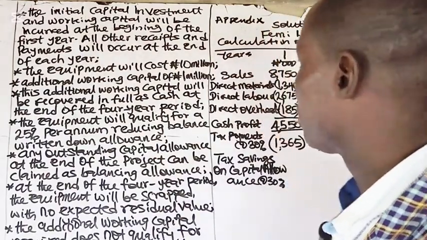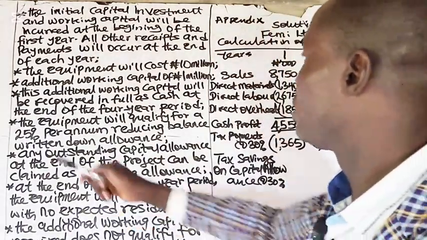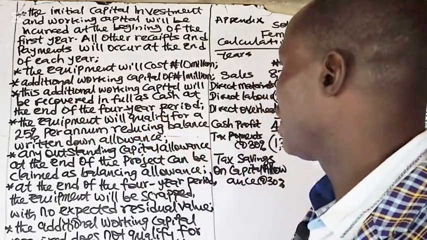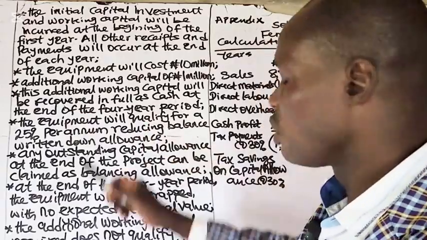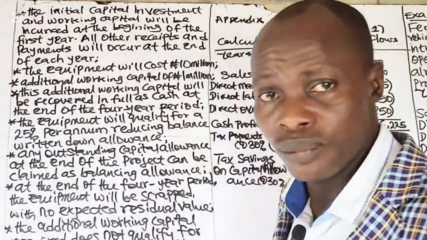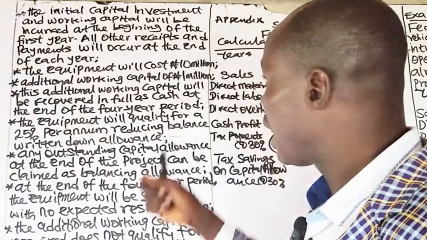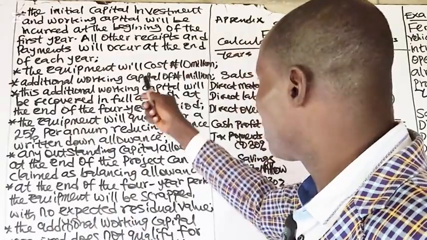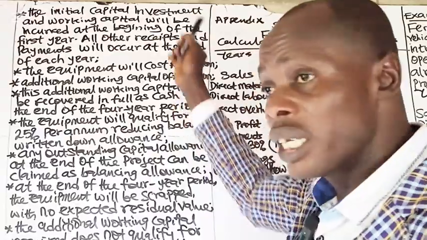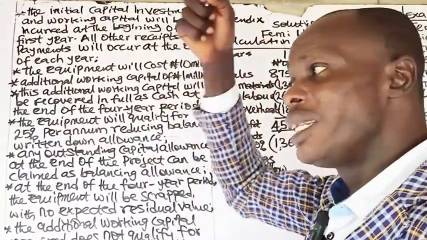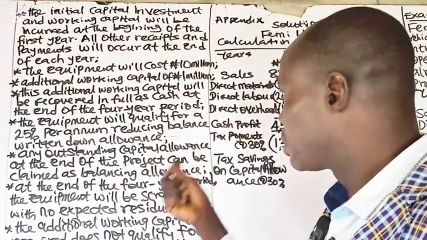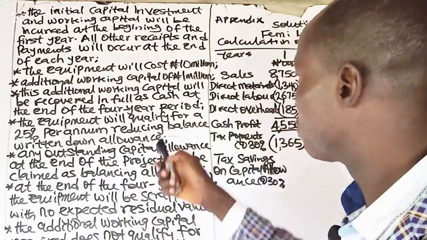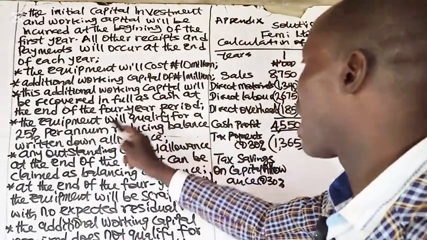So here, you were told this additional working capital will be recovered in full as cash at the end of the 4-year period. If it will be recovered as cash at the end of the 4-year period, that means in year 4, you will now treat it as an inflow. Remember, the working capital has been treated as an outflow in year 0. Then in year 4, which is the end of the project life, you will equally treat it as an inflow. So that is the true treatment of working capital. That is what we have here.